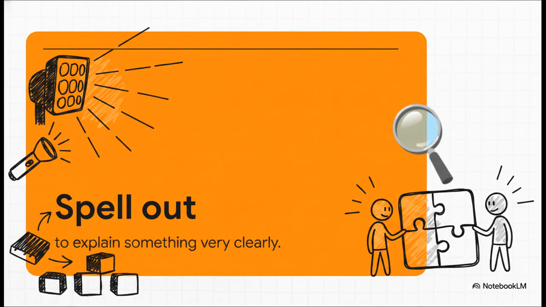Building directly on that, we have spell out, which takes communication a massive step further. To spell out means to explain something very clearly. If pointing something out is like shining a quick little flashlight on a problem, spelling it out, that's like turning on the stadium floodlights. There is literally no way to miss it. You're leaving absolutely no room for misinterpretation. You are breaking the information down so thoroughly that anyone, even a rival, can fully comprehend your meaning.